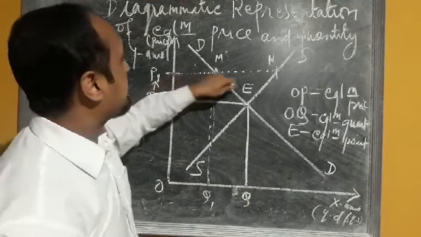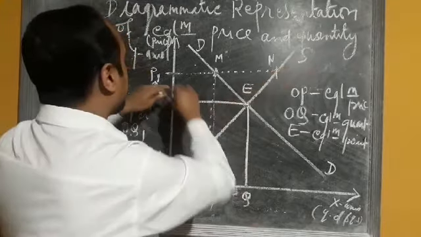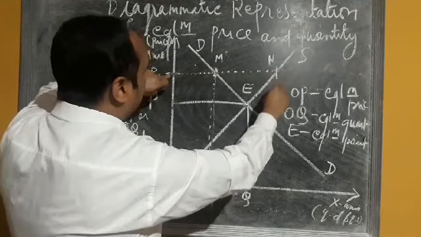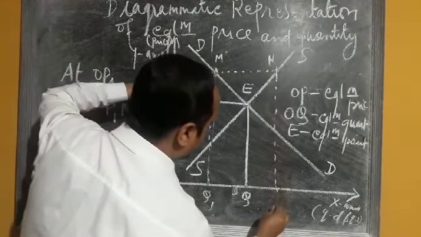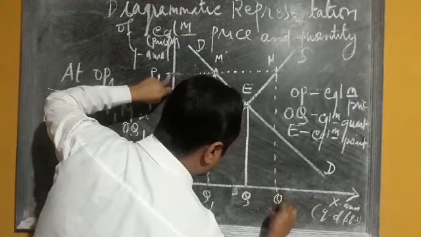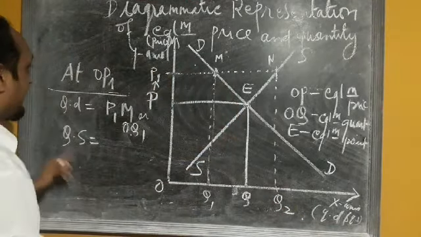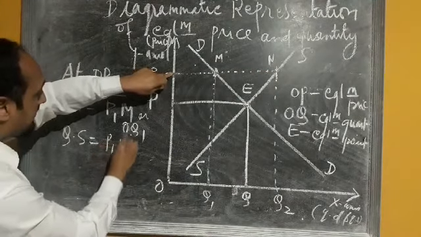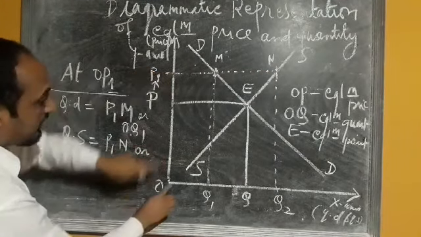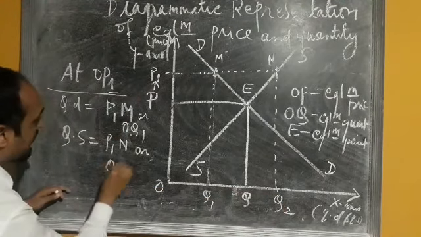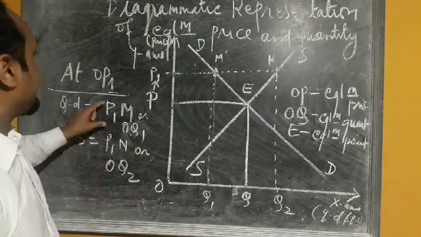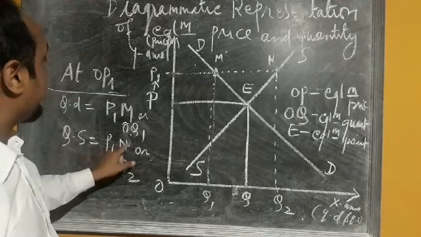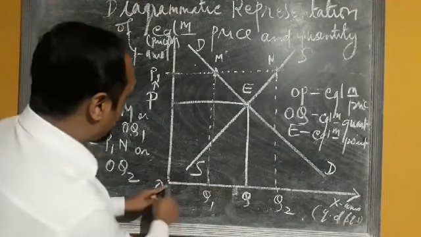And for quantity supply, this line is intersecting the supply curve at point N. So you can consider the quantity supply as P1N, or you can give another name. We can draw this line, and let's consider this one Q2. So quantity supply will be either P1N or OQ2. P1M or OQ1 is your quantity demand, and quantity supply is P1N or OQ2.